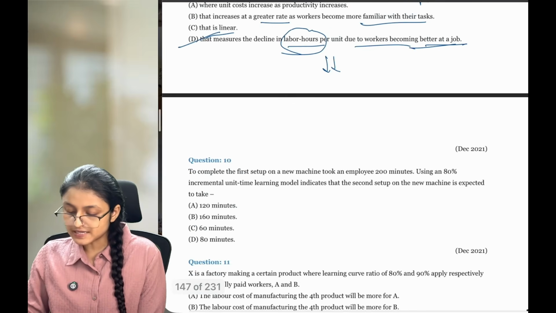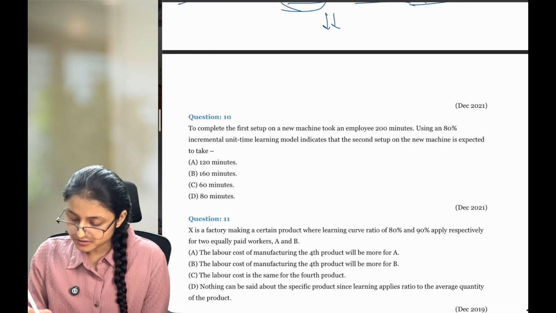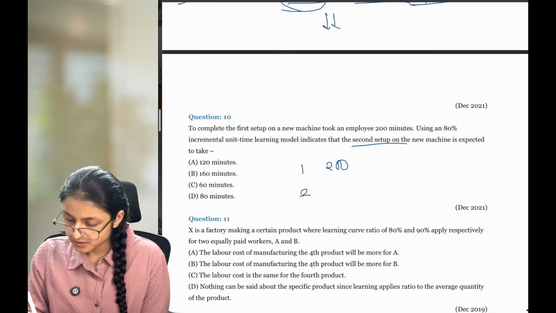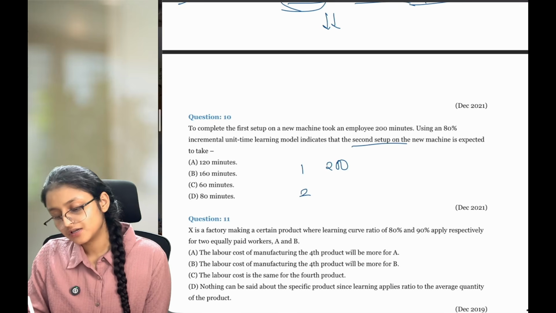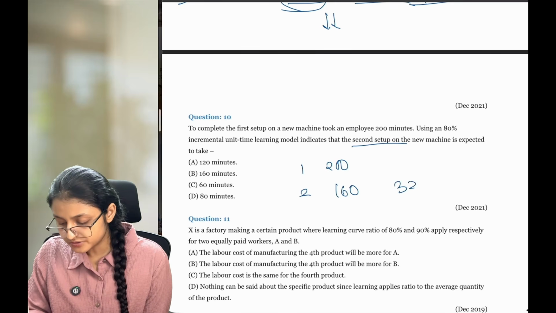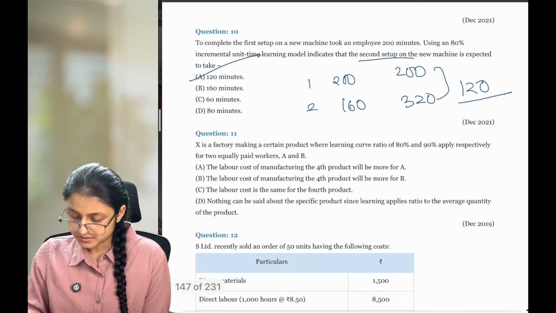To complete the first setup on a new machine took an employee 200 minutes. 80% is the learning rate. Second setup will take 200 minutes for the first one. For the second, 80% is the learning rate. 200 into 80% is 160. 160 into 2 is 320. 320 minus 200, so 120 is the extra time taken for the second unit.